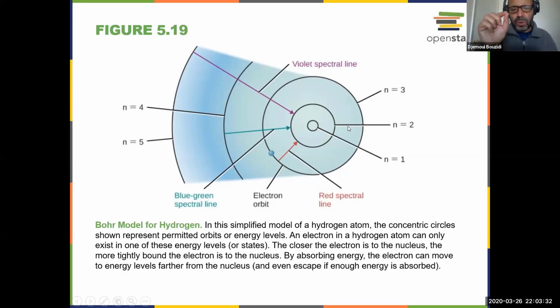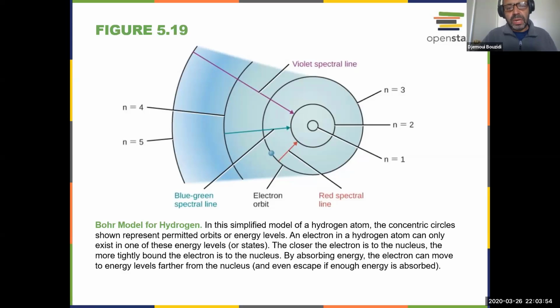They're a finite number: 1, 2, 3, 4, 5, 6. They are not a continuous structure. This is the ground state, actually, n equals 1, and the electron is supposed to be, let's say for example, surviving here in n equals 2, but somehow it received a lot of energy and found itself in n equals 5.